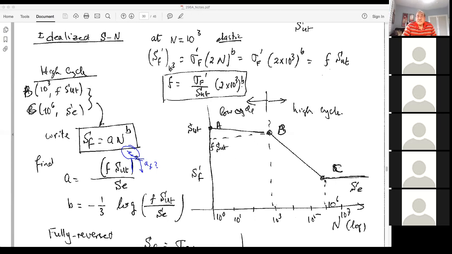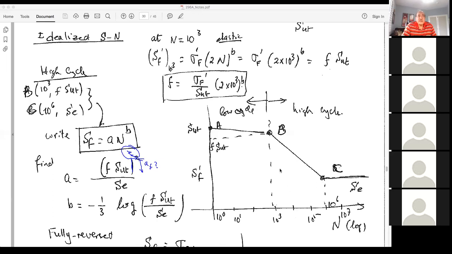The last point, C, has a coordinate of, by definition, 1,000,000 cycles. Beyond 1,000,000 cycles, technically, we say this is an infinite life. So the x-axis has 1,000,000 cycles, and the y-axis has the value of the endurance limit of the material. The endurance limit is, again, another fraction of the ultimate strength. In other words, people are just trying to say that if I know the ultimate strength, then I know everything about that material. That's kind of the story.